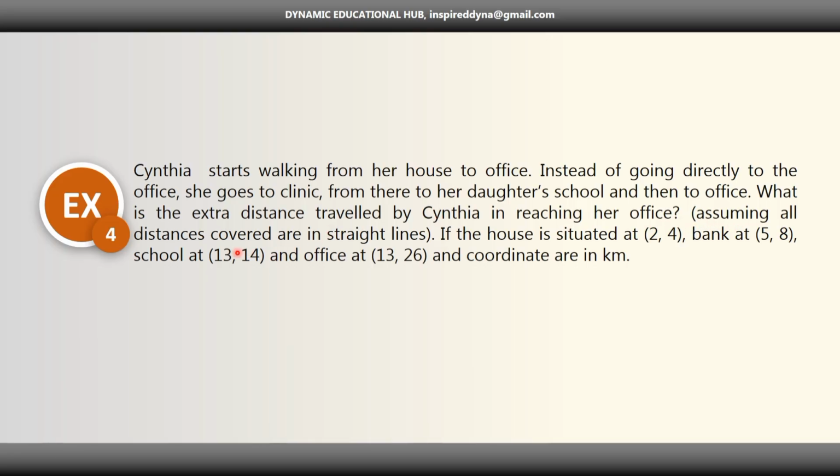Assuming all distance covered are in straight lines, if the house is situated at 2,4, bank at 5,8, school at 13,14, and office at 13,26, and coordinates in kilometer. In mathematics, when you see many words like this, the solution of that question is actually simple and straightforward. So let's see how to solve this.